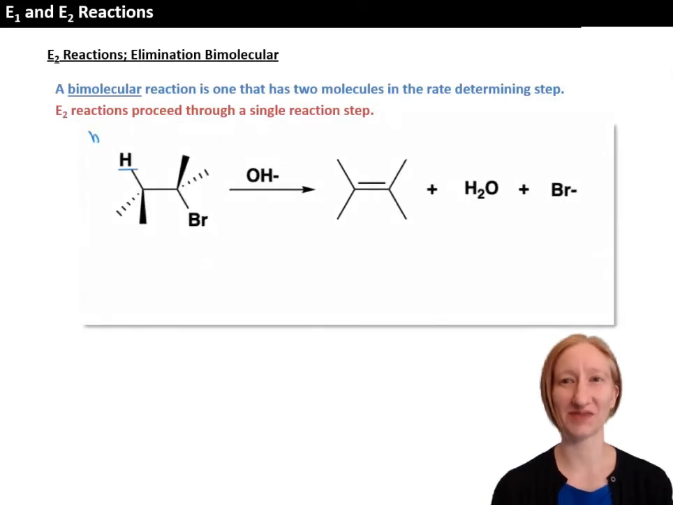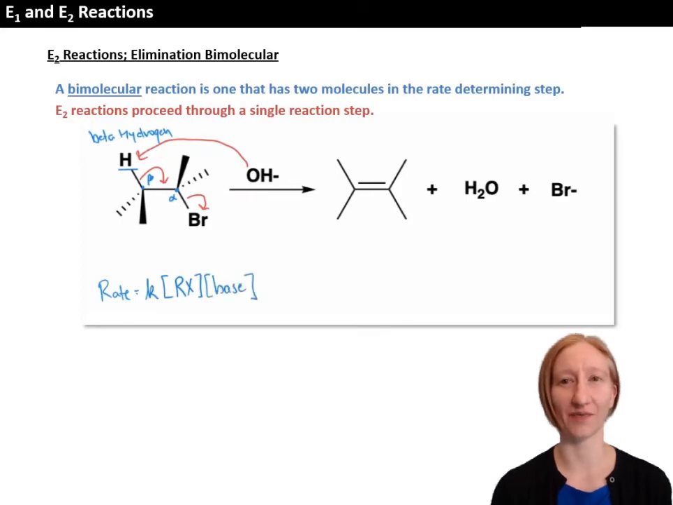The reaction begins with the base deprotonating the beta hydrogen. As that happens, the electrons in the carbon-hydrogen bond move to form the new carbon-carbon pi bond. And at the same time, the leaving group, here the bromide, leaves. There are no intermediates in this reaction, and everything happens in a single concerted step. That means that the rate of the reaction depends on the concentrations of both the alkyl halide and the base. And because the base initiates the reaction, it means that these E2 reactions usually require a strong base.